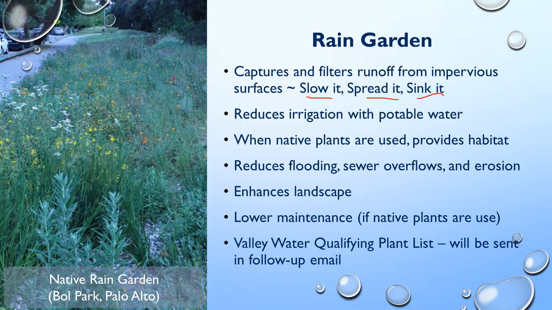There's a Valley Water qualifying plant list, which is going to be included in our follow-up email, which will tell you which plants you need to use to qualify for the rain garden rebate and which plants they really recommend to use, that need less irrigation and really save our potable water.